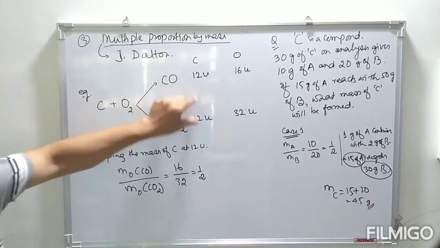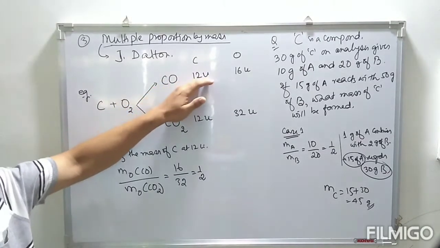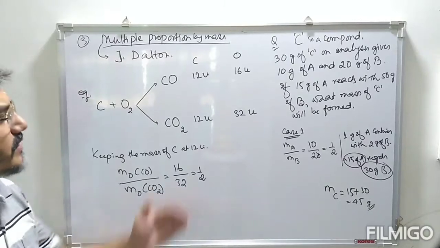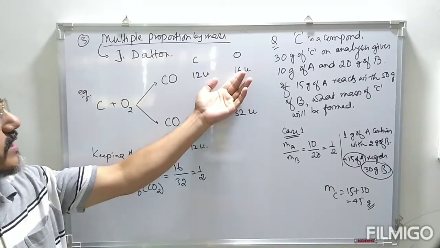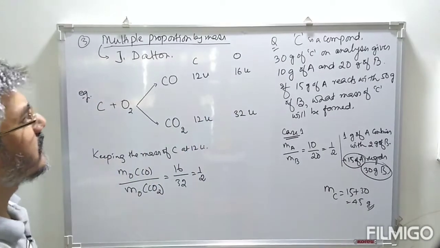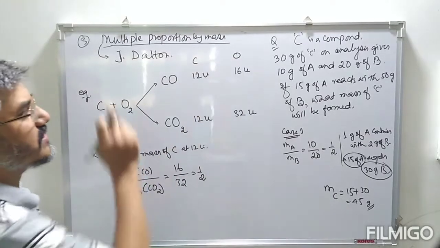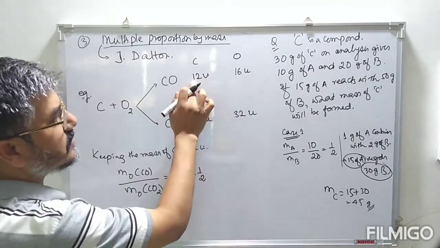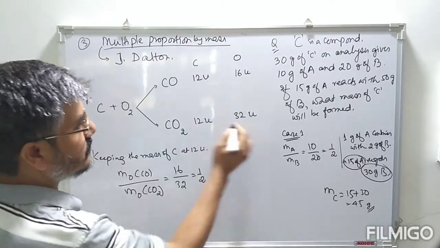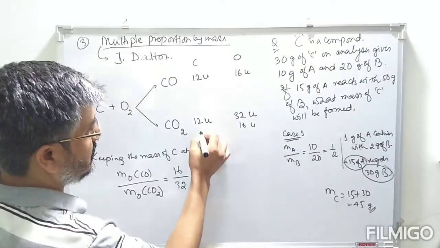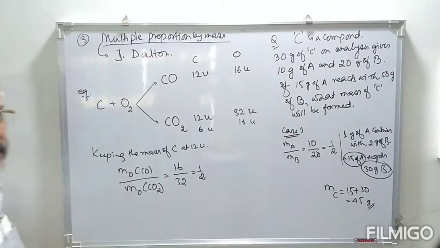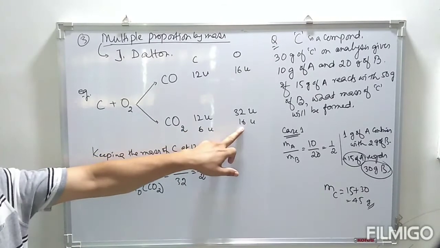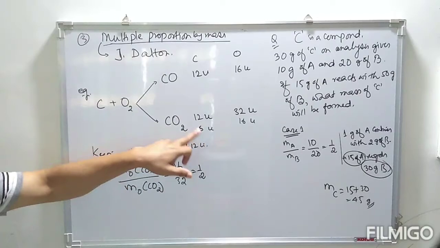So keeping the mass of carbon at 12, you can keep the mass of carbon at any value, whatever you choose. We can also carry this out for oxygen. Keep the mass of oxygen fixed, and take the mass of carbon. So 16 requires 12, 32 requires 12, so 16 will require 6 unit, half of this value.